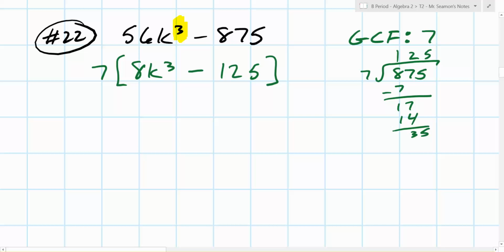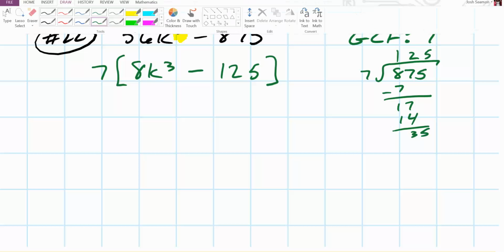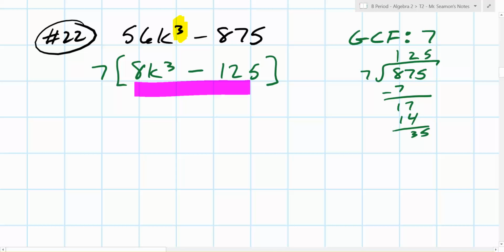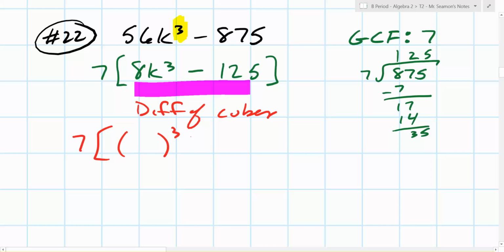Oh, now what do you see? What is this right here? Exactly. That right there is the difference of cubes. So now what can you write it as? If you have that as the difference of cubes, that's 7 times something cubed minus something cubed. What goes in the second blank? Chris? A 5. What goes in the first one? 2x. Oh, sorry, nope, 2k. 2k goes in the first one.